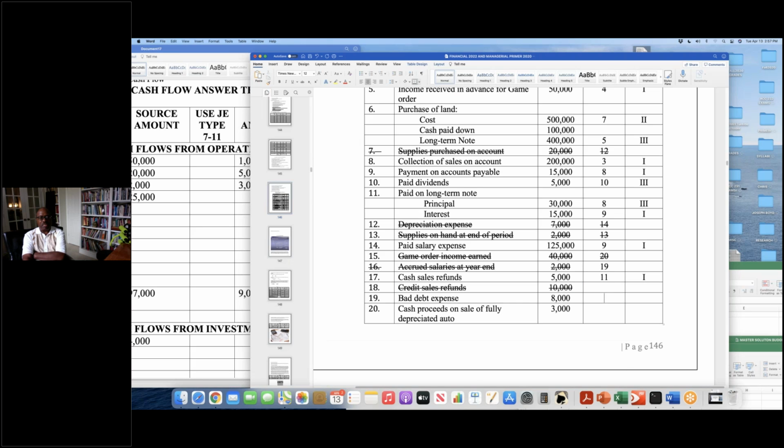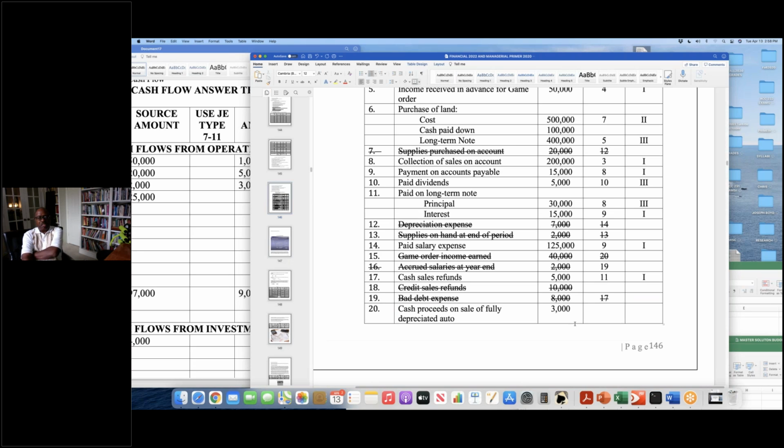Bad debt expense. Oh, bad debt expense, isn't that type 17? Take your word for it. Oh, type 17 is a bad debt expense. And that is right. We know we're gonna do what? Scratch, cross it out. Cross it out. Okay.